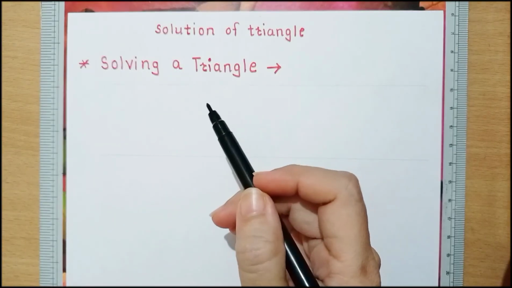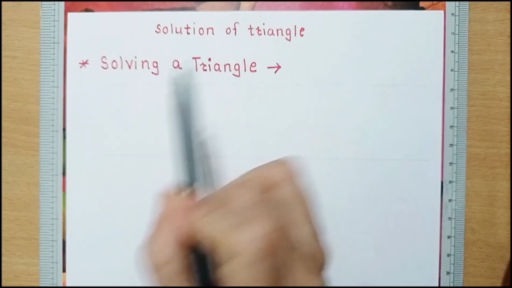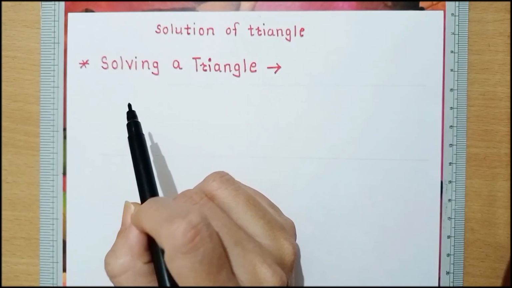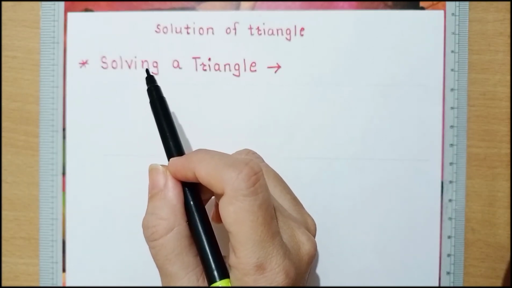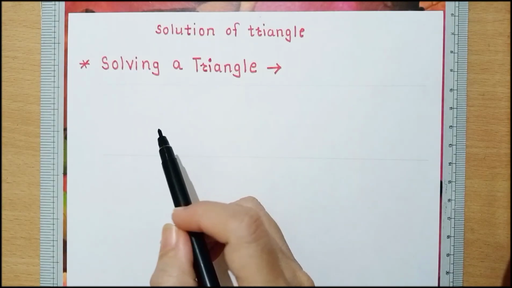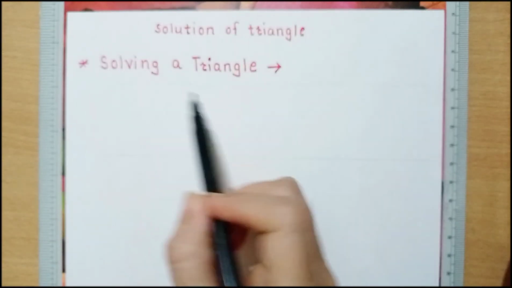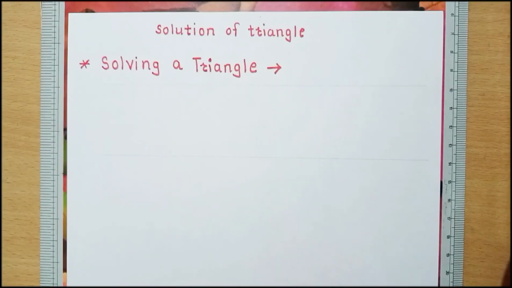Hello students, in the last lecture we started our second point, solution of triangle, and there we saw what polar coordinates are and what the relation is between polar and Cartesian coordinates. And now we are going to try how to solve a triangle. So for that, first consider a triangle ABC.